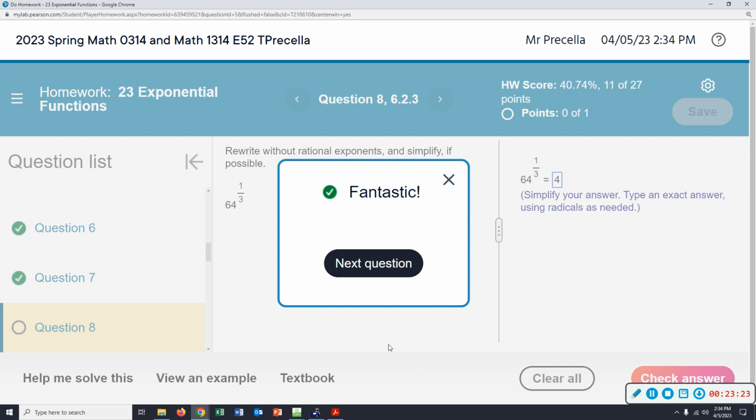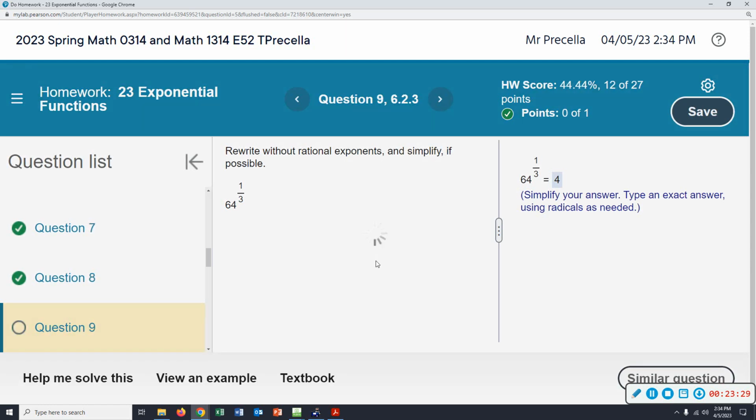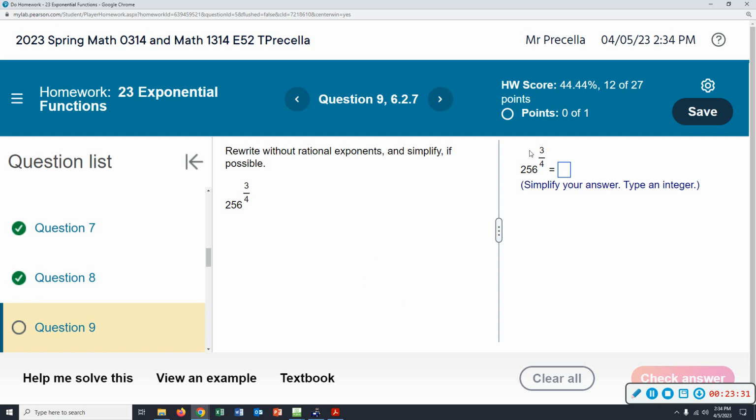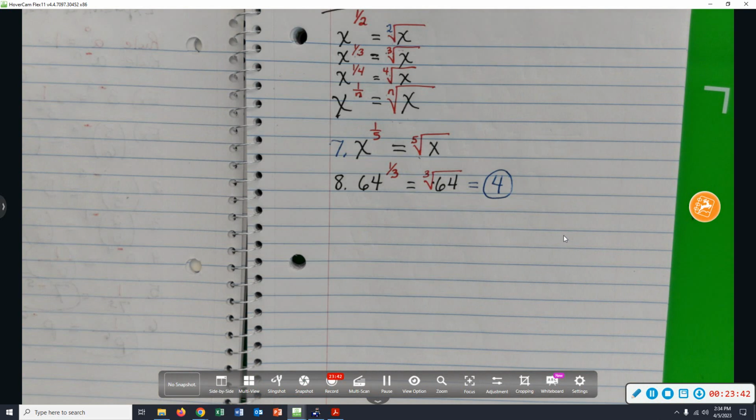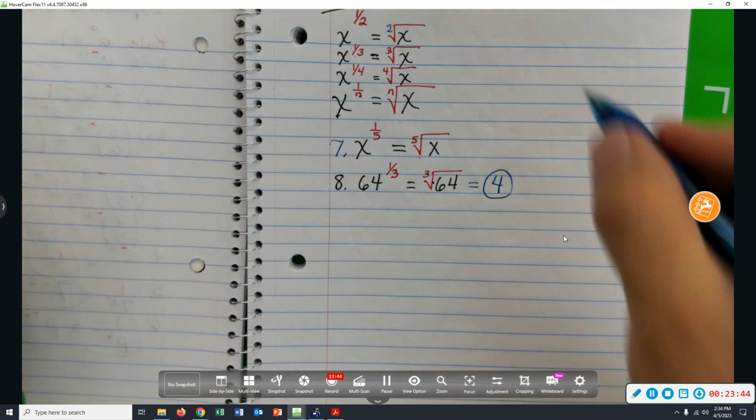Now, the natural question to ask is, well, what if that top number isn't a 1? Like here on number 8. Notice there's not a, like if it had been a 1/4, you just write the little 4th root. Well, I have another rule to state right here.